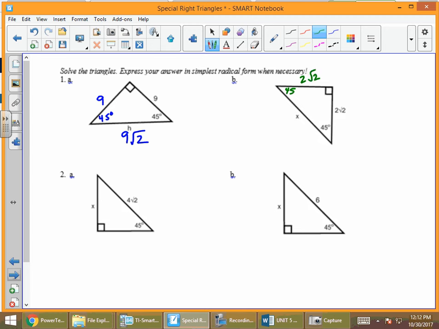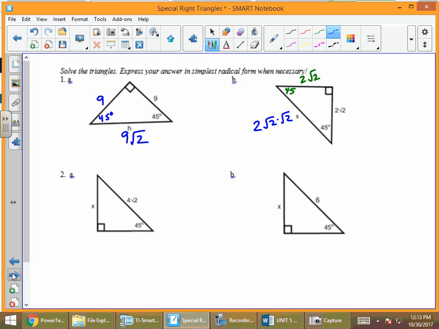If we're going from leg to hypotenuse, are we multiplying or dividing? Multiplying. What are we multiplying our leg by? Radical 2. Here's the thing. If it was just a number, like we did here, we can just write radical 2 next to it. But does this look right? Does that look like something you see in math? No.